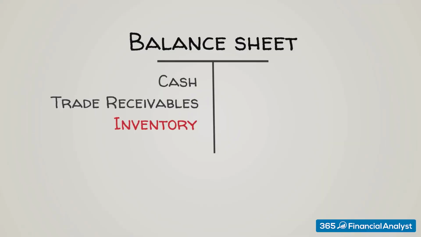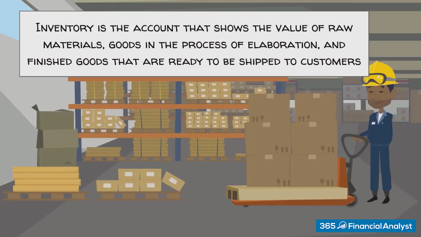Inventory is the account that shows the value of raw materials, goods in the process of elaboration, and finished goods ready to be shipped to customers. The company has these goods in its warehouse, in production facilities, or in stores. Finished goods are products ready to be sold to customers, while raw materials and work-in-progress goods require additional processing. Raw materials are the basic components we need to create the product, and work-in-progress goods are products that have gone through a few stages of elaboration but are not ready to be shipped to customers and still need processing.